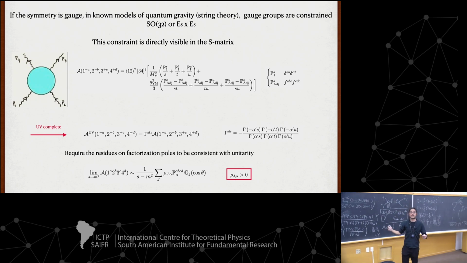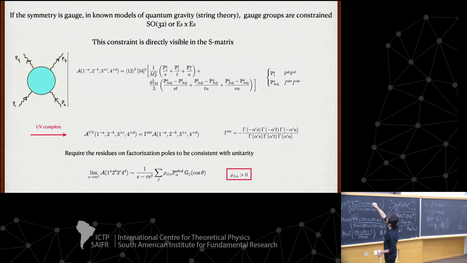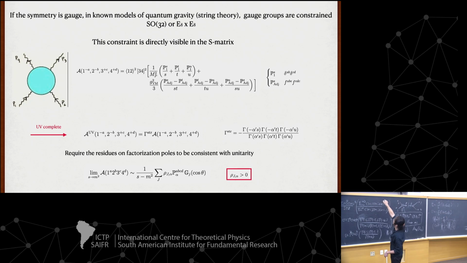Now I can do exactly the same game I just did before. I sit on my residue. Now, because I'm scattering global states with global symmetry, the residue is expanded on two things. The kinematic part is my Gegenbauer polynomial, which I just introduced.